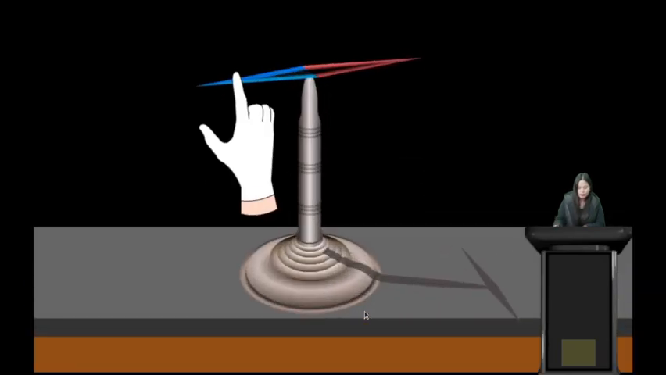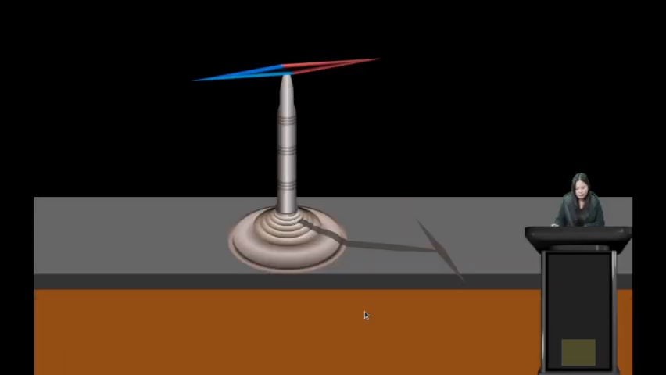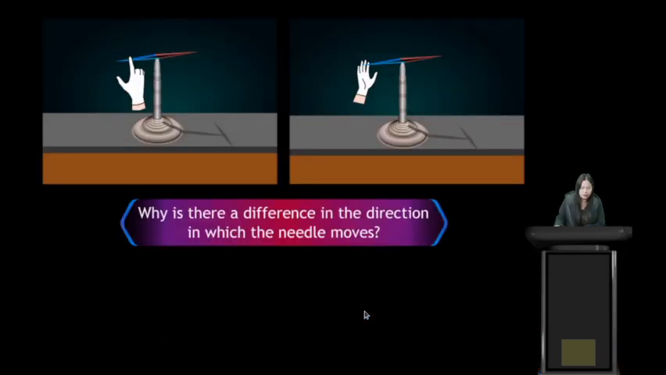So, students, we will continue with the same chapter, that is magnetic effects of electric current. So, let us see. Here we see a needle placed on this top. Now, when we push the needle in this direction, it moves in this direction. Observe carefully. Then next, when we push the needle towards this, the needle moves in this direction. So why is there a difference in the direction in which the needle moves?